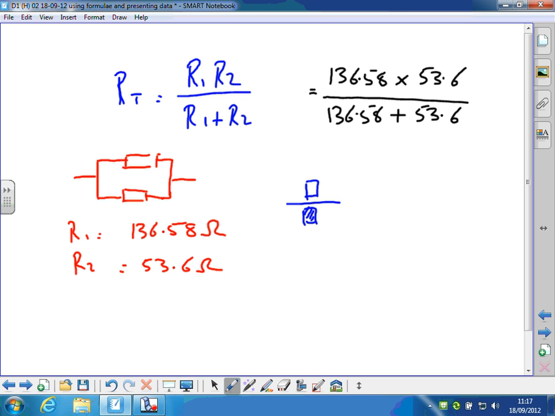The danger is, if you don't, that you make an error, because the calculator might go wrong for you. So if we look at this, if I were to type into the calculator 136.58 times 53.6, let's write it down here.